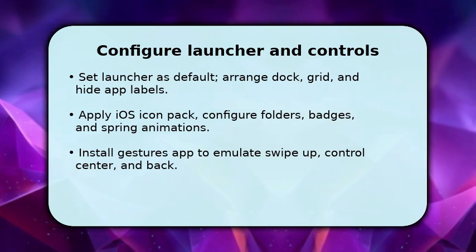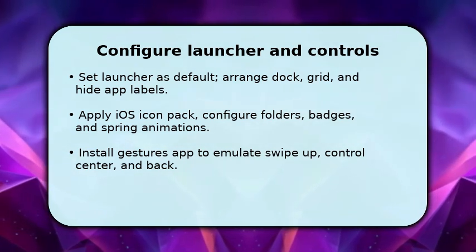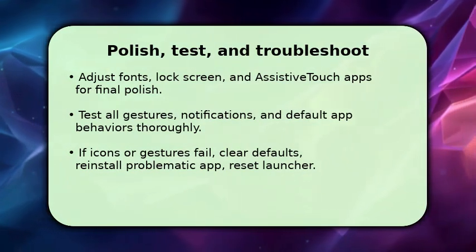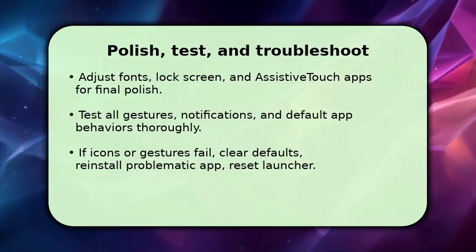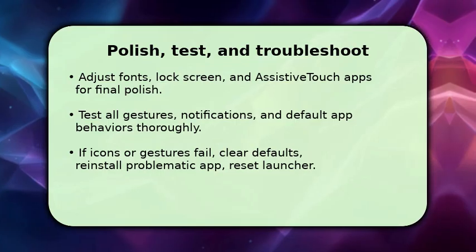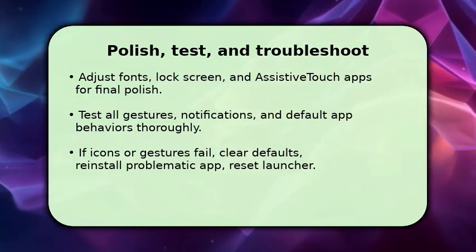You finish by polishing visuals and validating behavior. Change system font and lock screen shortcuts to mimic iOS, add an assistive touch or virtual home if needed, and set your chosen apps as defaults. Test gestures, Control Center toggles, notifications, and app badges to confirm everything responds correctly.